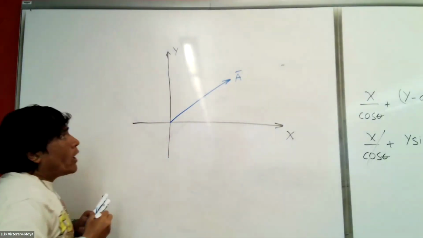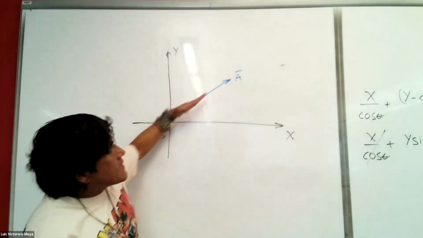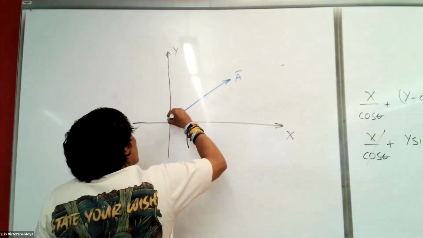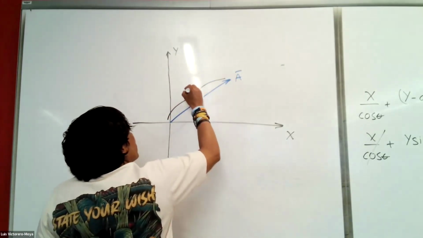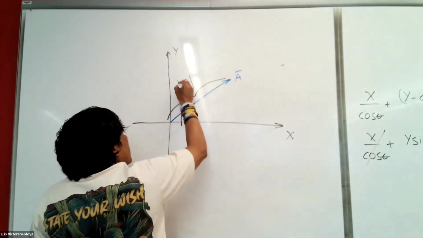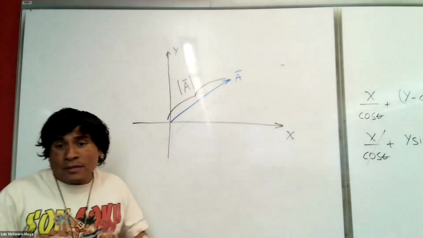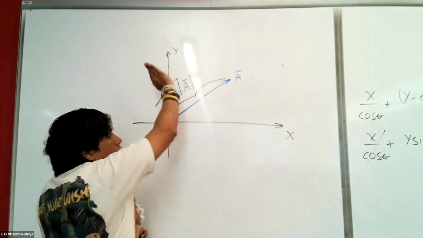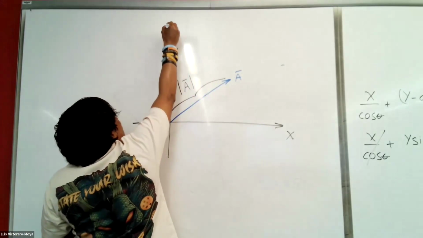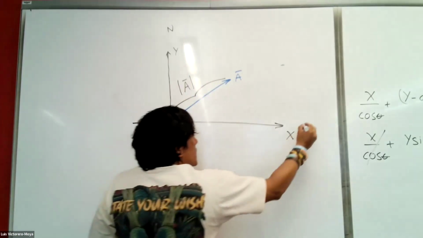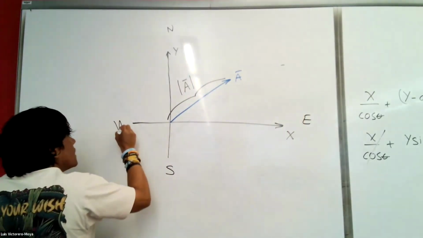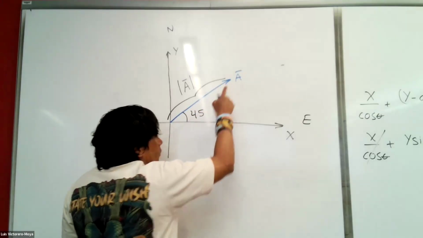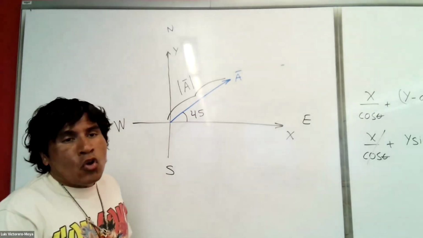Vector A. Now, why do we use an arrow? Because it's telling us the direction, right? The magnitude of the vector is this. We also call it the modulus, right? That's the magnitude, and we label it like the absolute value, because the magnitude is always positive. And this direction will be on the X and Y. Now, you can also say this is the north, south, east, and west. And if I add an angle of, say, 45, this is a vector A in the 45 northeast.